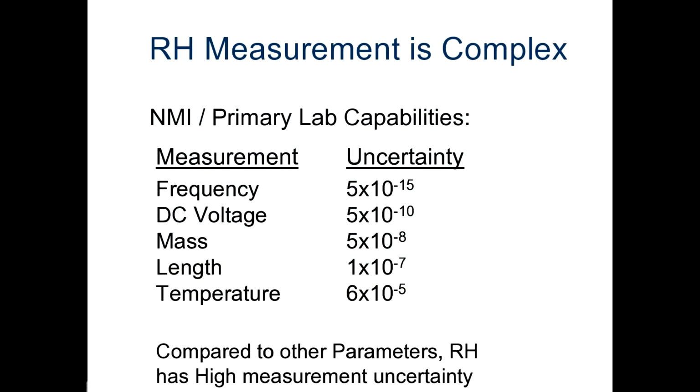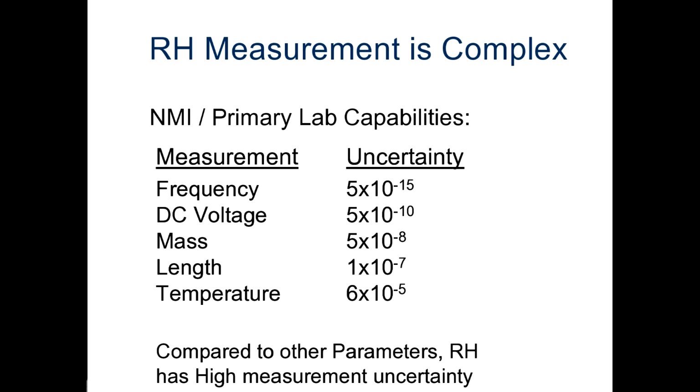Here is a slide I wish I had seen many years before. This is the measurement capability of a good primary or national standards lab. If we look at the measurement uncertainties, which is really like accuracy of things like frequency or mass or even temperature, the measurement uncertainty is extremely low, which means we can very accurately measure these parameters.